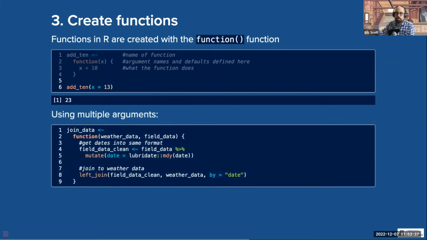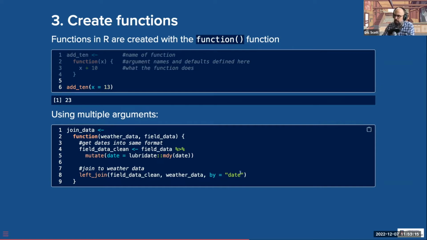We can also write functions that take multiple arguments, and I think this is going to be useful for this refactoring exercise. So here's an example where we've got a function that takes weather data and field data. And inside of this, if we just ignore everything outside of these curly braces, we've just got some regular data wrangling code, right? We're taking field data, we're doing a mutate on it to change the format of the date column, saving that as field_data_clean.